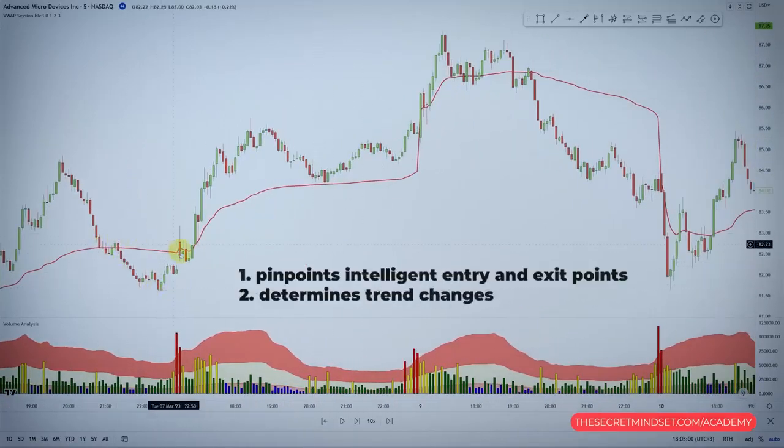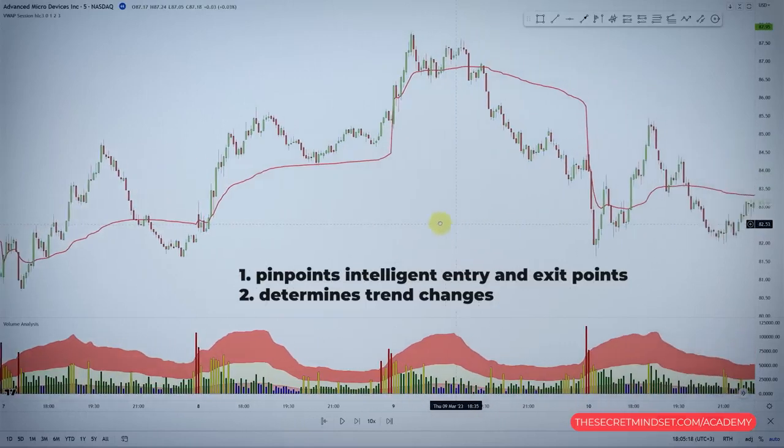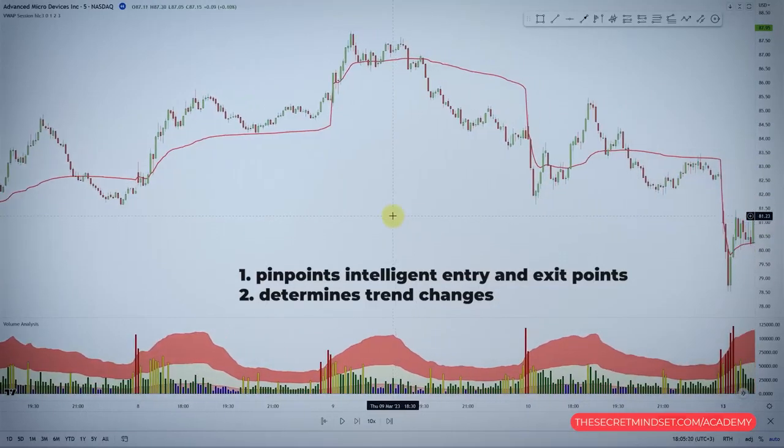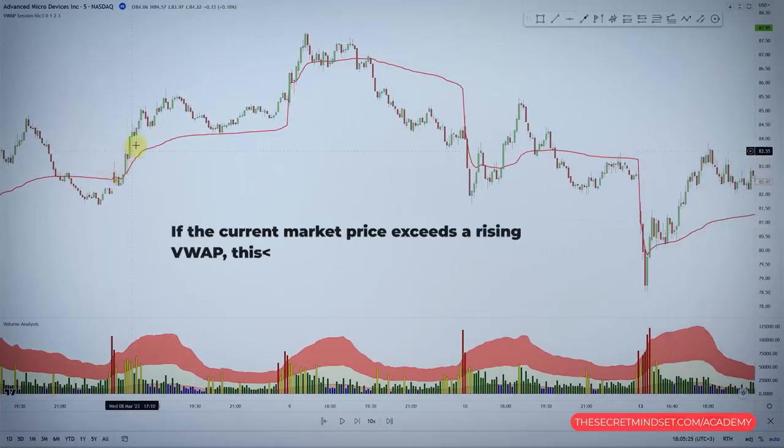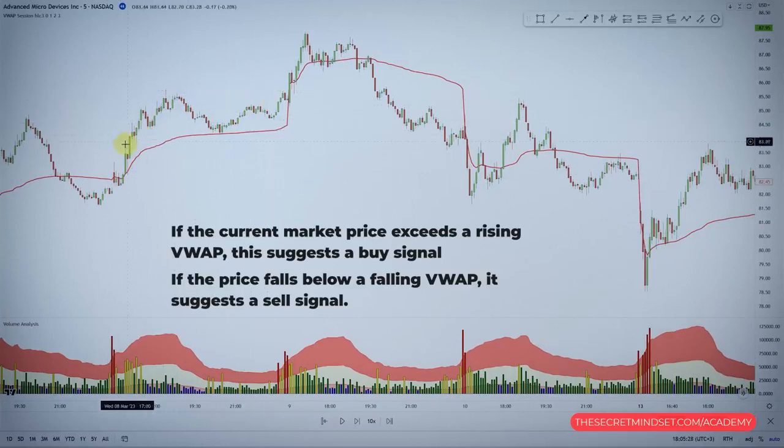You can use it to help you pinpoint intelligent entry and exit points for your day trades, and at the same time, it can help you to determine trend changes, often quicker than a moving average. For day trading, you can read the VWAP to generate buy and sell signals. This can be simply done by comparing the relationship between VWAP and the current market price. If the current market price exceeds a rising VWAP, this suggests a buy signal. If the price falls below a falling VWAP, it suggests a sell signal.